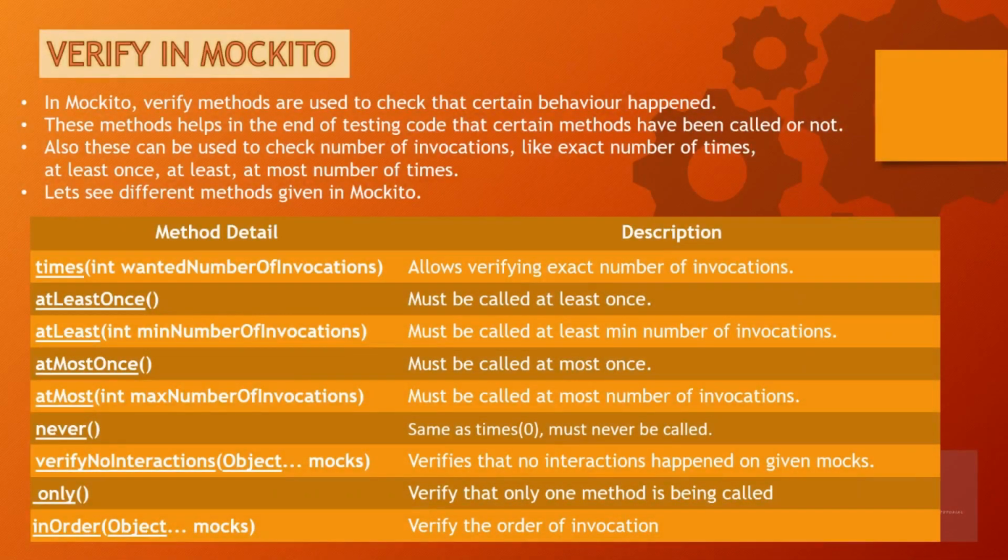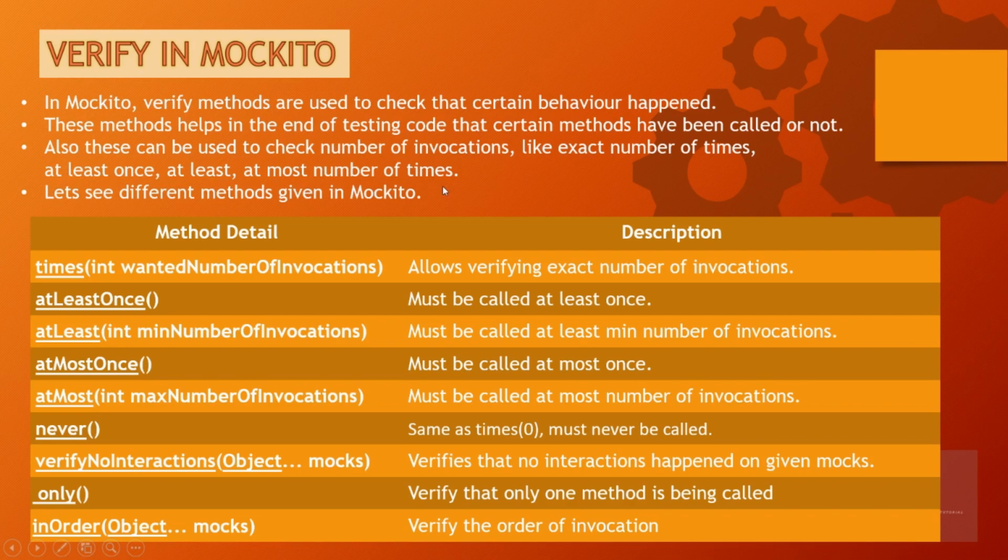Until now, we saw what is mocking, spy, stubbing, and argument matching with argument matchers, with many code examples. Now, we are understanding verify in Mockito. Verify methods are static methods which are used to check that certain behavior happened in a code. These methods help, at the end of testing code, to check that certain methods have been called or not.